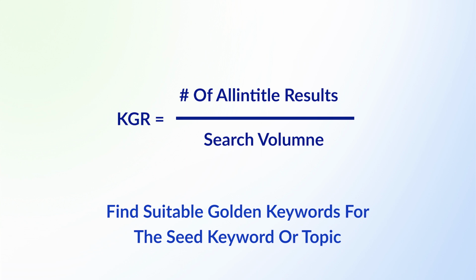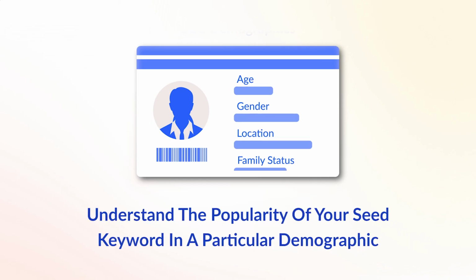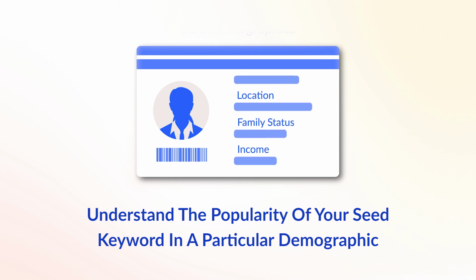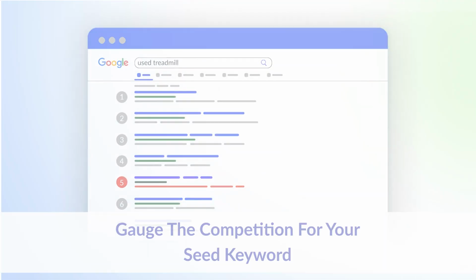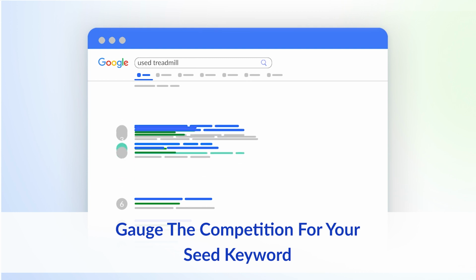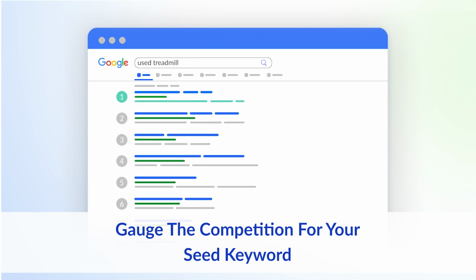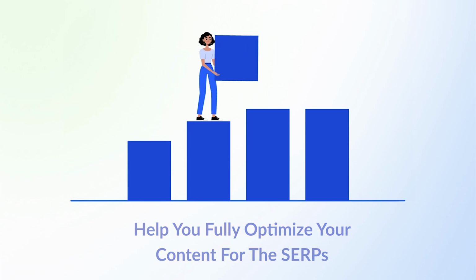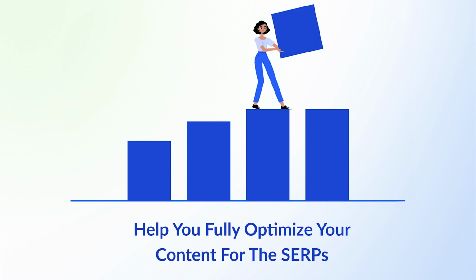Here are some popular use cases when using Keyword Explorer. Finding suitable golden keywords for your seed keyword or topic. Understanding the popularity of your seed keyword in a particular demographic. Gauging the competition for your seed keyword by looking at the leading articles in the SERPs. Helping you fully optimize your content for the SERPs.